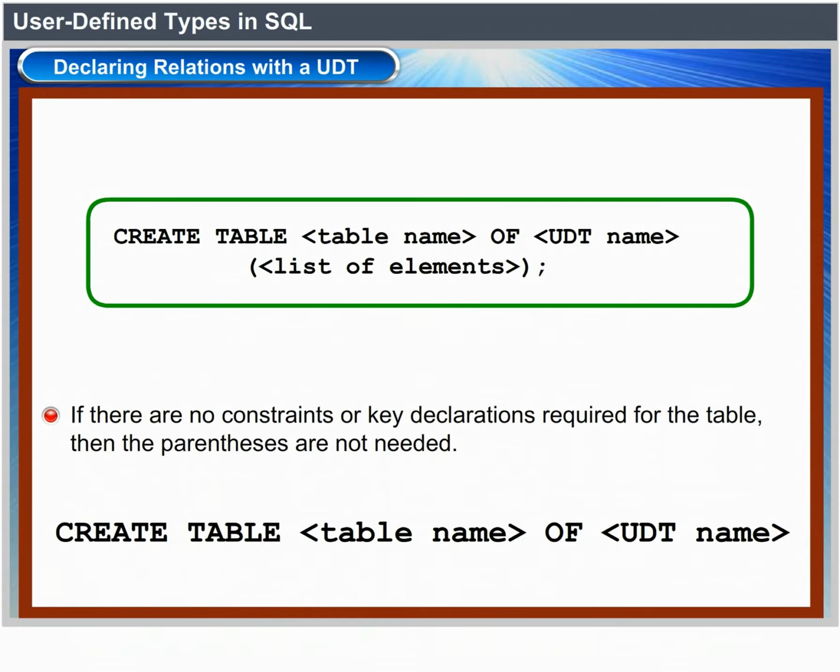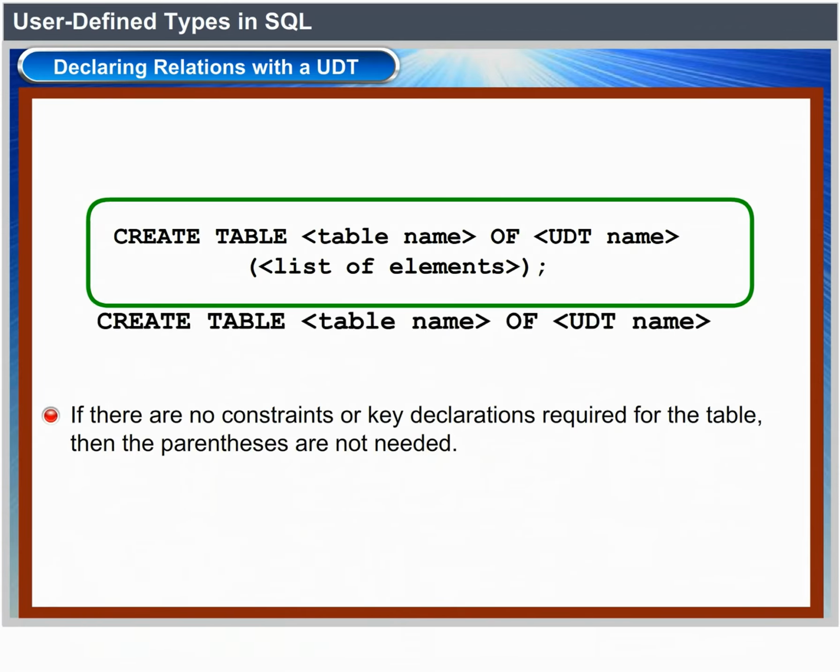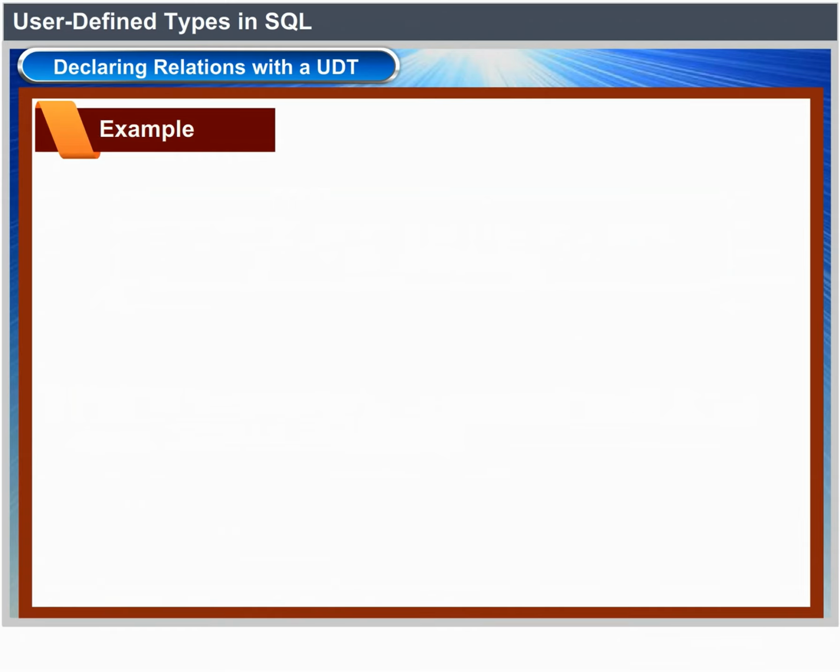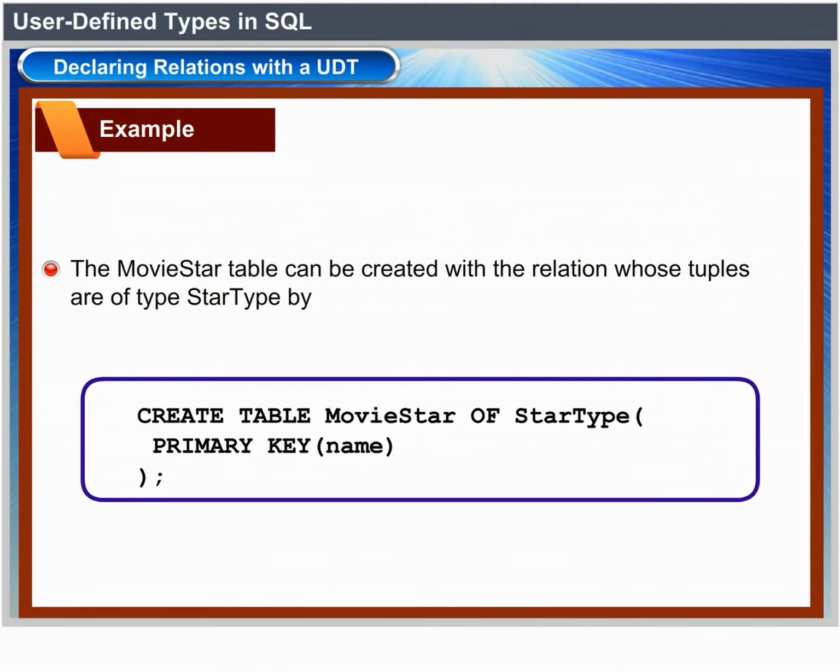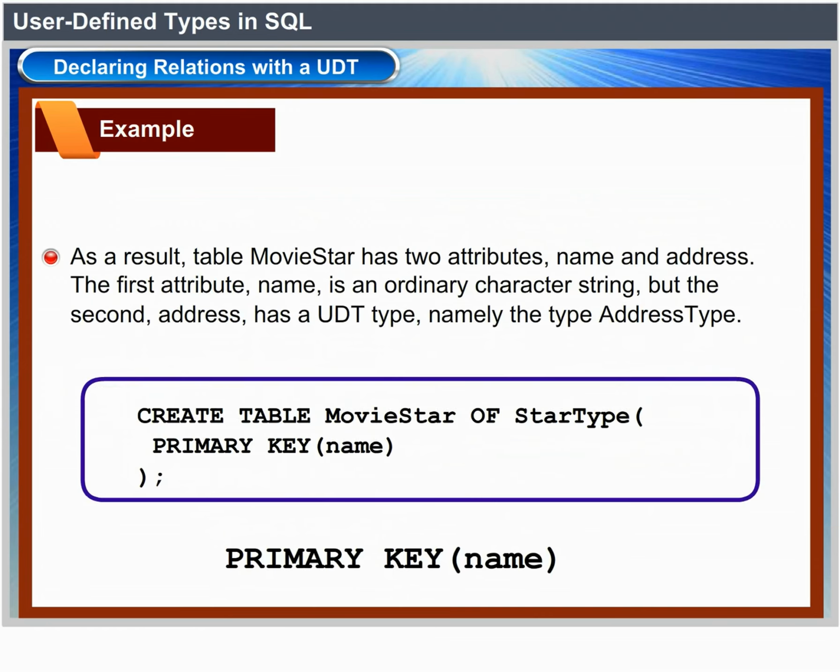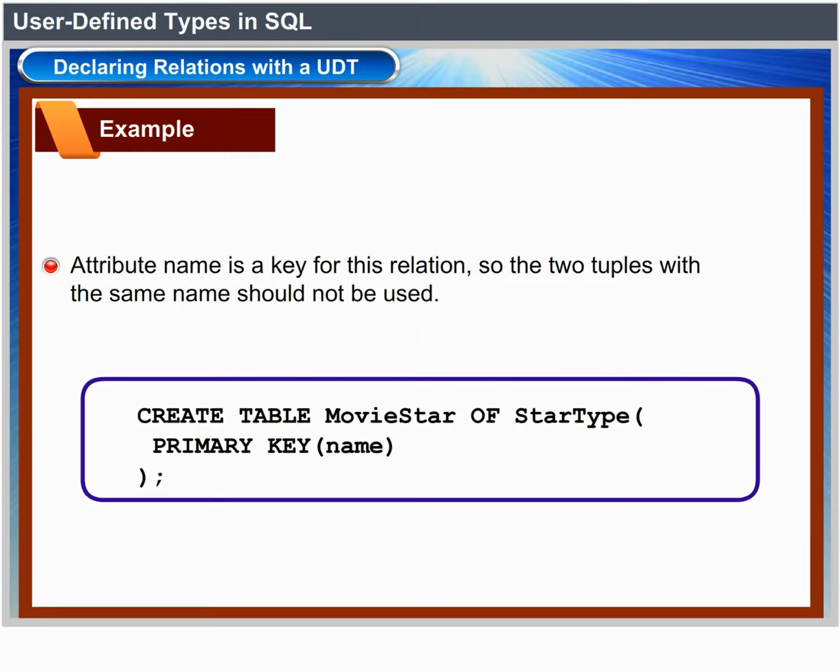Example: we could declare movie star to be a relation whose tuples are of type star type by. As a result, table movie star has two attributes, name and address. The first attribute, name, is an ordinary character string, but the second, address, has a type that is itself a UDT, namely the type address type. Attribute name is a key for this relation, so it is not possible to have two tuples with the same name.